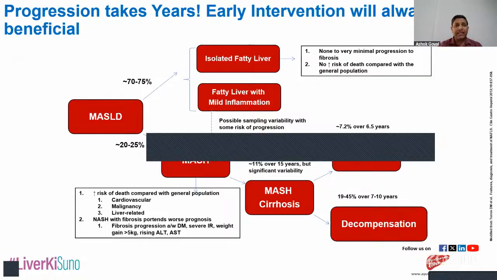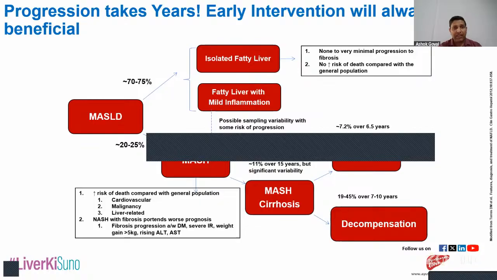So how does this basically progress? We have discussed that this fatty liver disease will not become MSLD or MASH overnight, but it takes its time and the progression is very gradual. Almost 70 to 75% of patients who have isolated fatty liver disease require none or very minimal progression to fibrosis, and there is no excess risk of death compared with the general population.